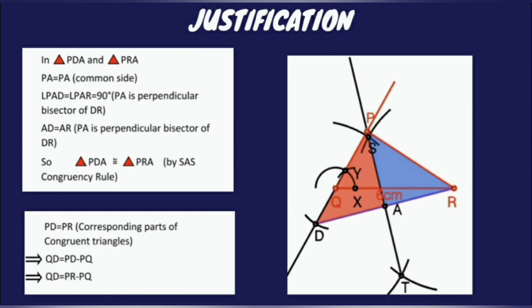to PR by CPCT. Now the construction that we did, that is QD equal to PD minus PQ equal to 2 centimeter, is justified as PD is equal to PR, and therefore QD, the distance that we have marked as 2 centimeter, is the same as the information given in the question, that is PR minus PQ should be equal to 2 centimeter.